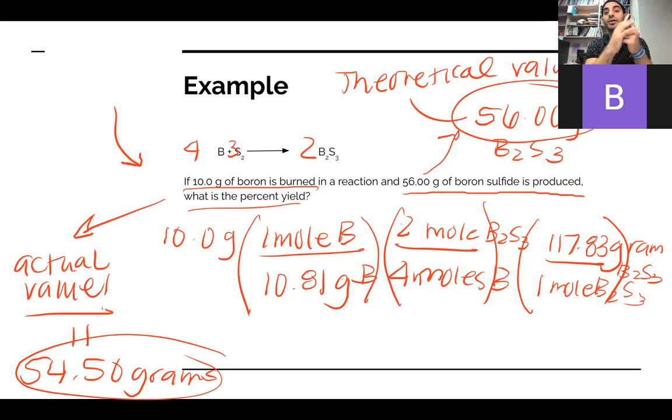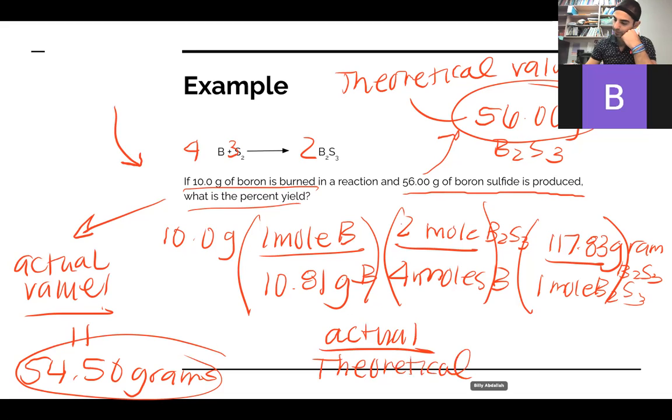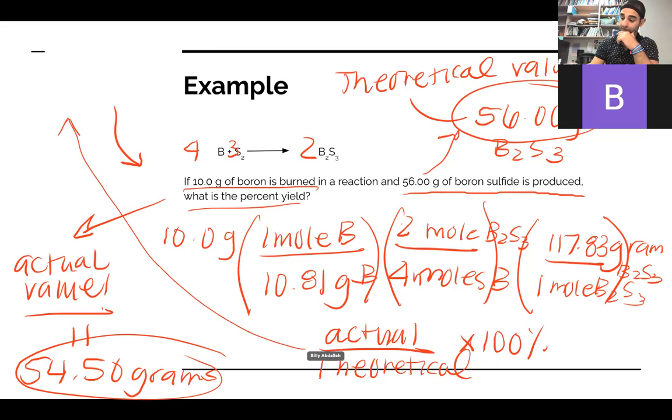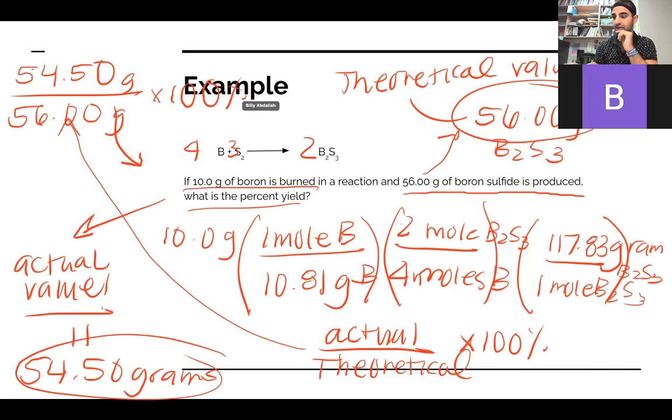So something went wrong in our experiment, but that's okay because we can solve for a percent error and see how much we actually got correct. And the way we do this is we use the equation actual over theoretical times 100%. And I'm going to move this up here and say, well, the actual value is 54.50, and we got 56.00 in the lab. We can multiply all this by 100%, and we should get around 97.3%.